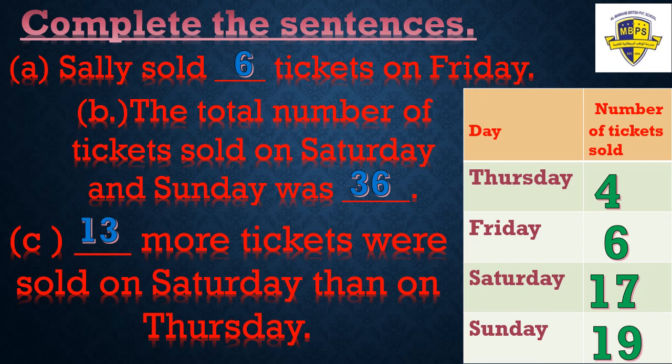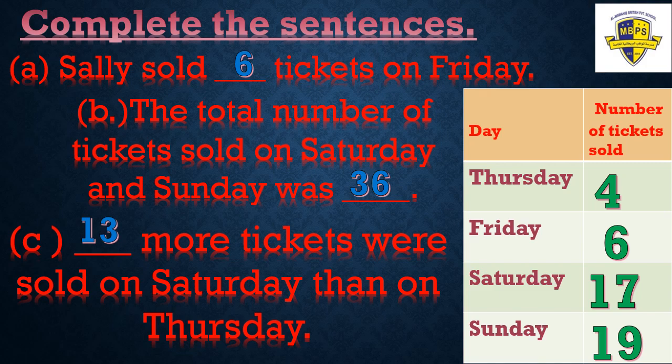Now students, let's solve the questions on this slide. Now this is the same chart that we had in the previous slide, which says days of the week and number of tickets sold. Now how many tickets are sold on Thursday? Very good. We have 4 tickets sold on Thursday. How many tickets are sold on Saturday? Very good. We have 17 tickets sold on Saturday. What about Friday? Yes, 6 tickets are sold on Friday. And Sunday? Very good. We have 19 tickets sold on Sunday.